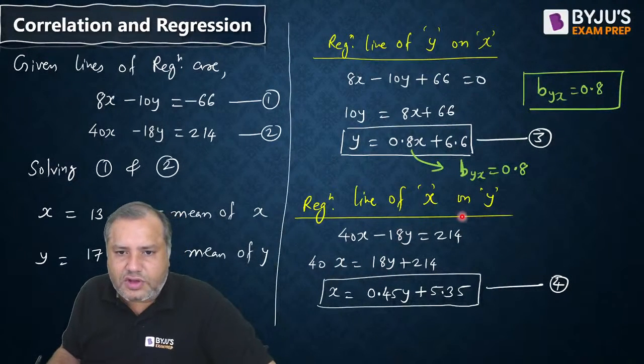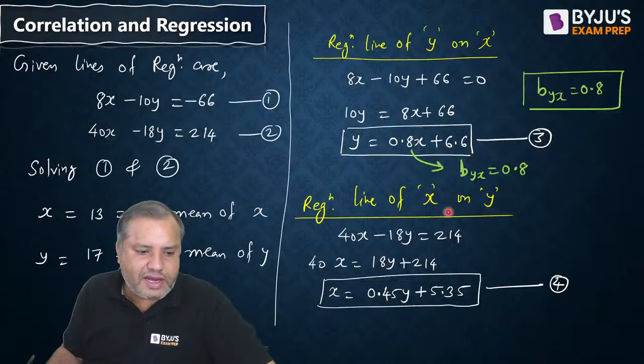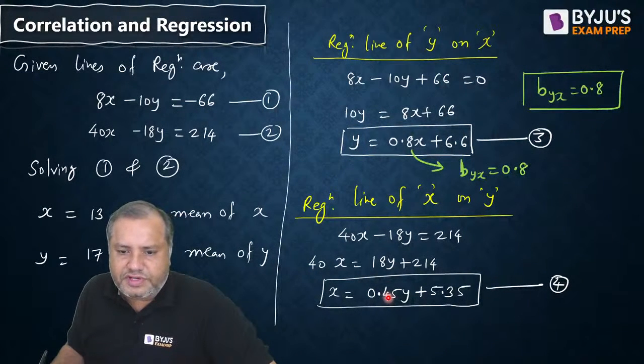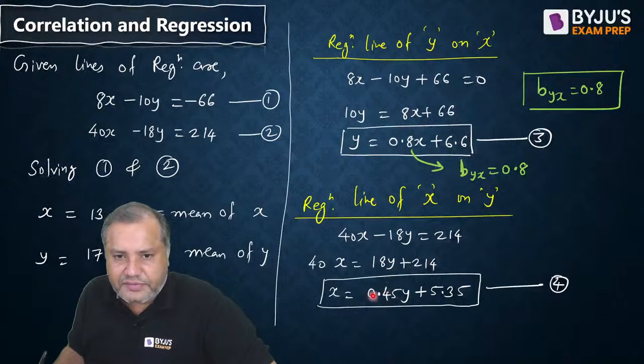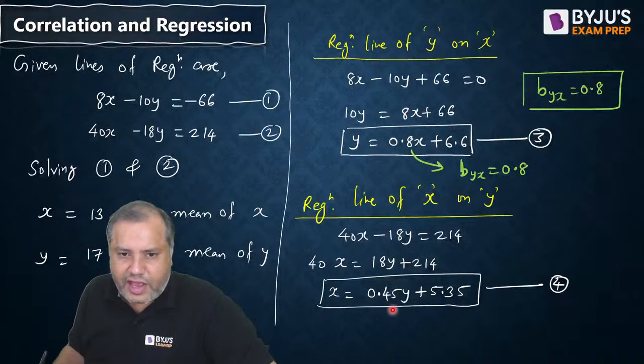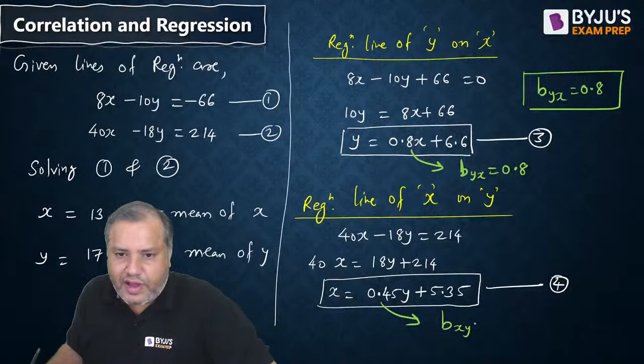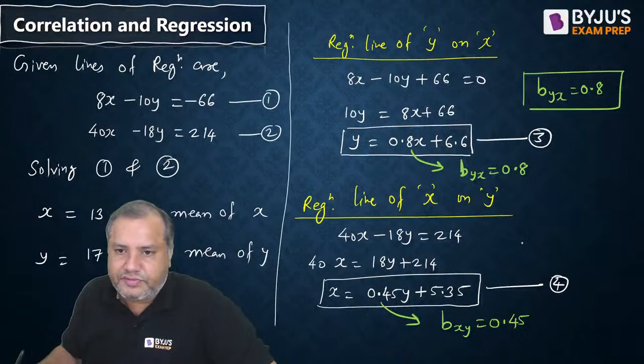Now in the x on y line, what is the coefficient of y on the right-hand side? This is your bxy, that is 0.45. bxy is 0.45.